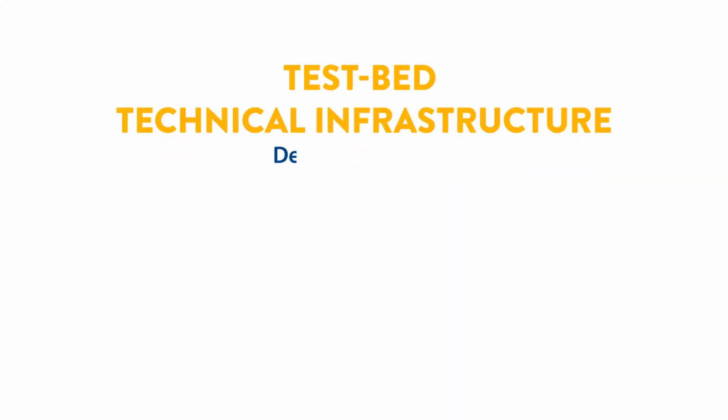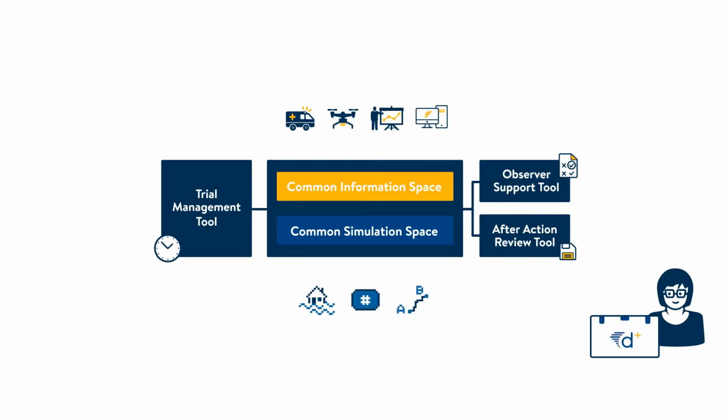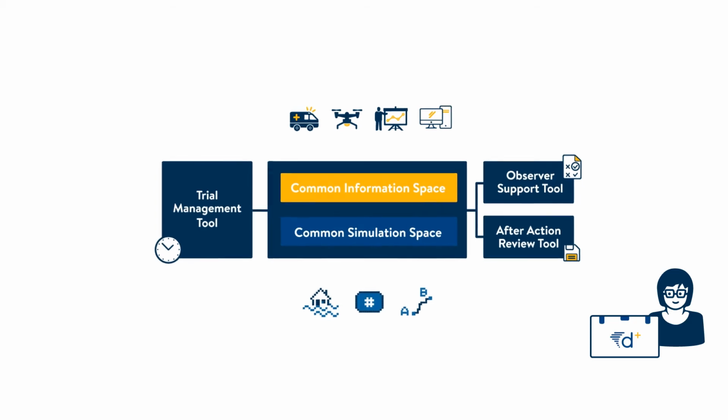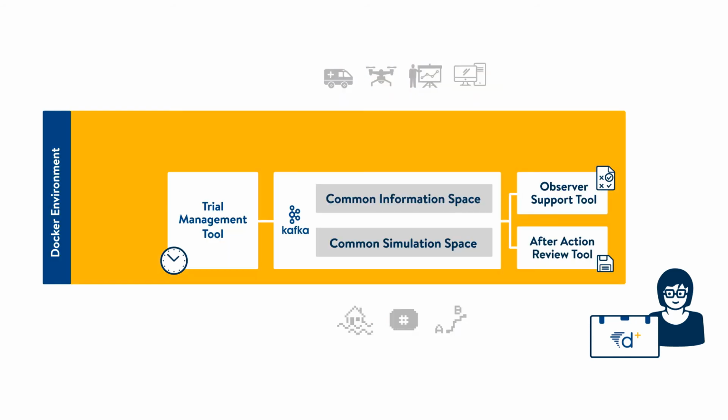Testbed Technical Infrastructure, Developers Extras. To deploy, configure, and run the Testbed technical infrastructure anytime and anywhere, and to simplify connecting solutions and simulators, the Toolbox offers an extra set of components to software developers and system administrators. All software is open source and available on GitHub. The technical infrastructure and additional tools can also be installed via Docker. Simply select the components you need and a single Docker Compose file will be created for you to run anywhere.